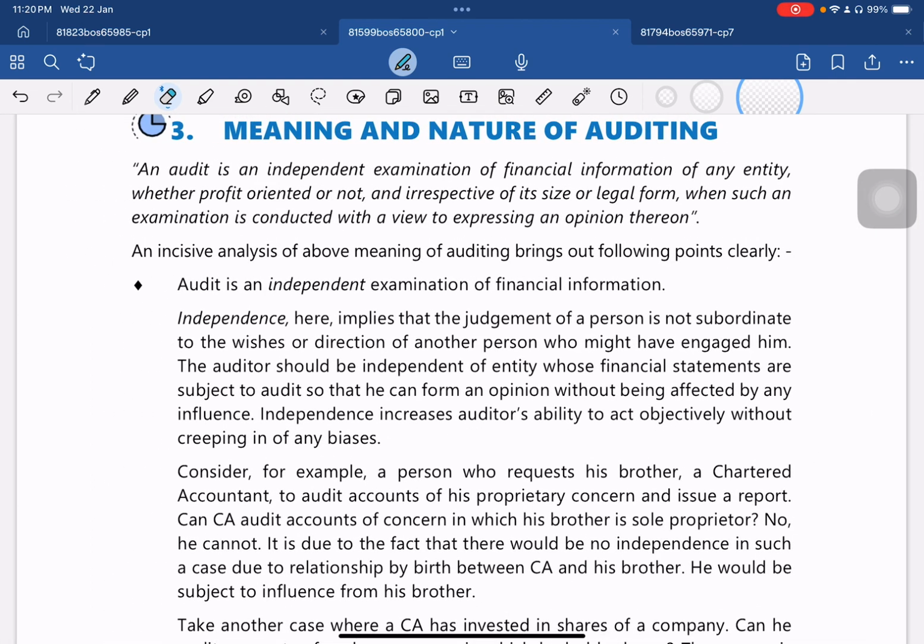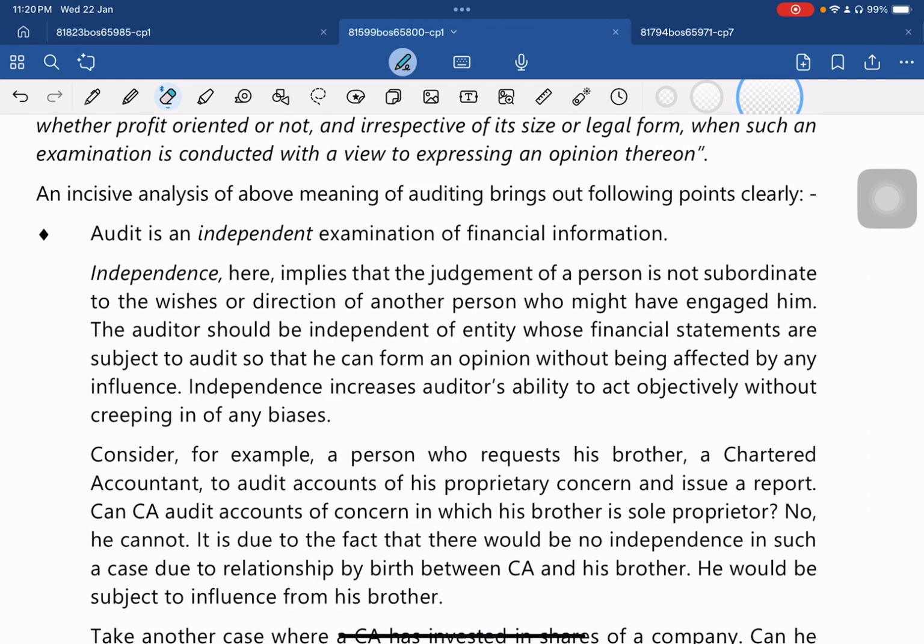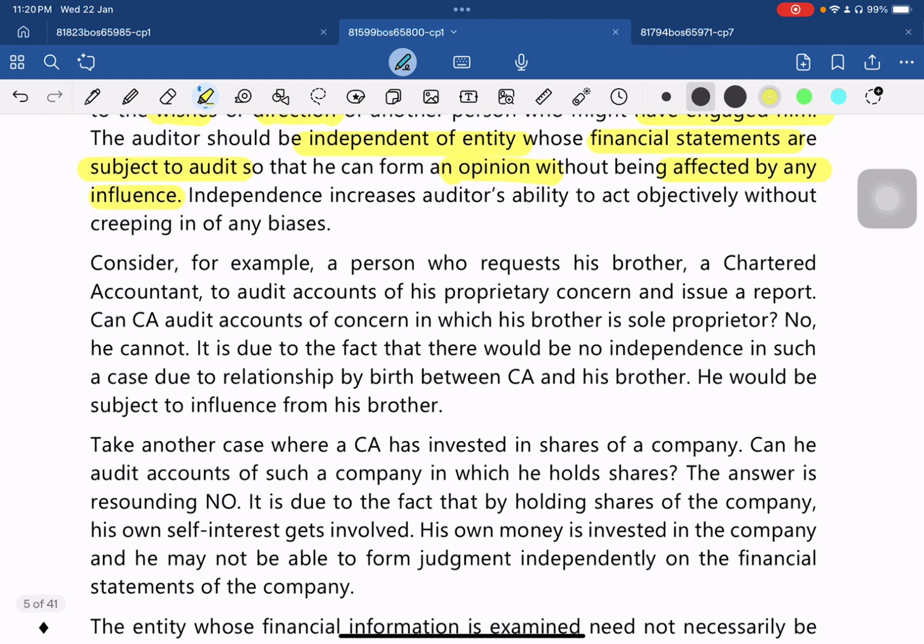So let's read. An audit is independent examination of financial information of an entity, whether profit-oriented or not, and irrespective of its size or legal form, when such examination is conducted with a view to express an opinion on financial statements. Independence implies judgment is not subordinate to the wishes or direction of any other person who might have engaged him. The auditor should be independent of the entity whose financial statements are subject to audit so that he can form an opinion without being affected by any influence.